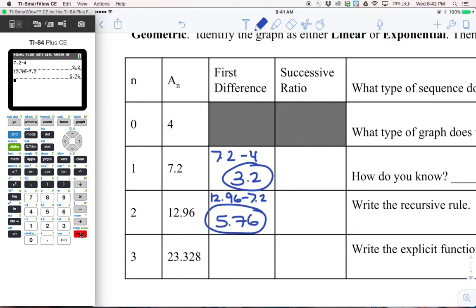Okay, and then finally we got 23.328 minus 12.96. Let's see what that gives us. We got 23.328 minus 12.96. And this gives us 10.368. So what does this tell us?